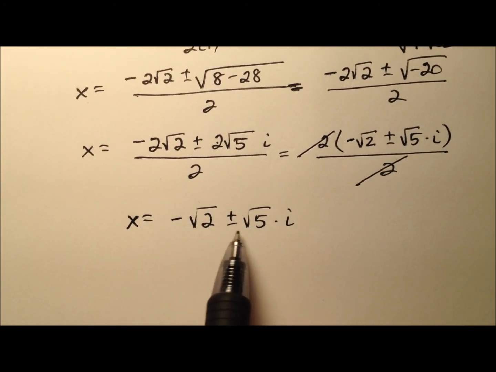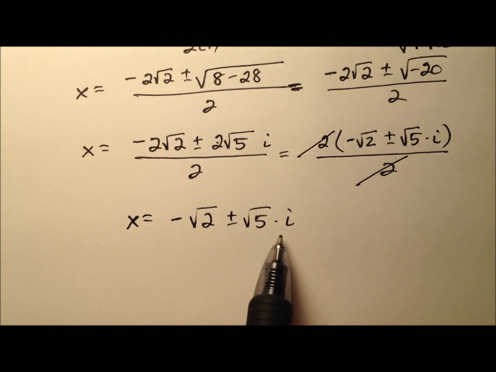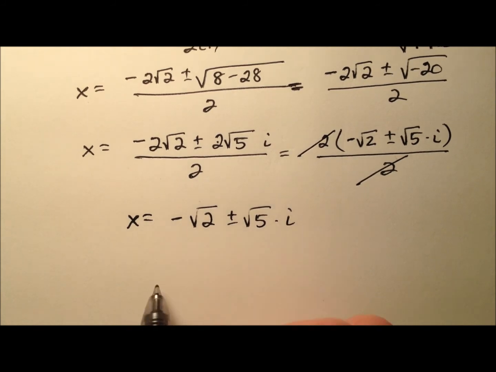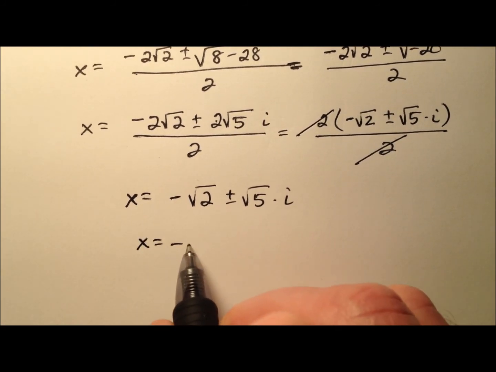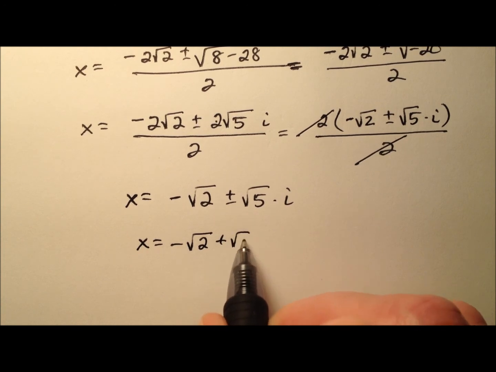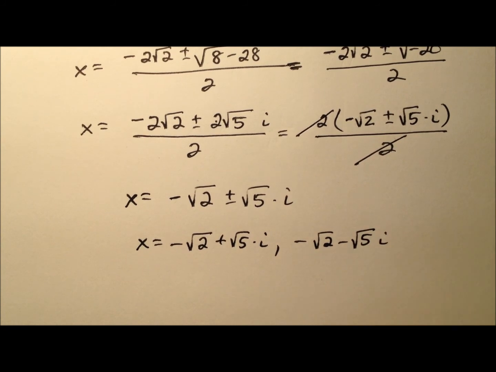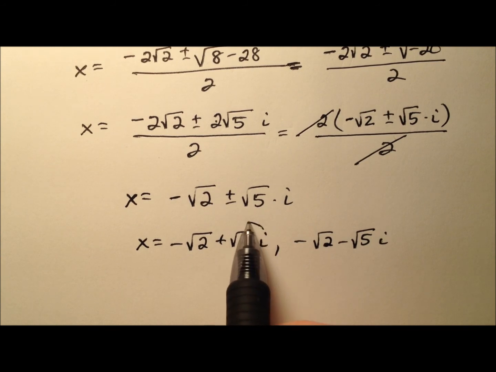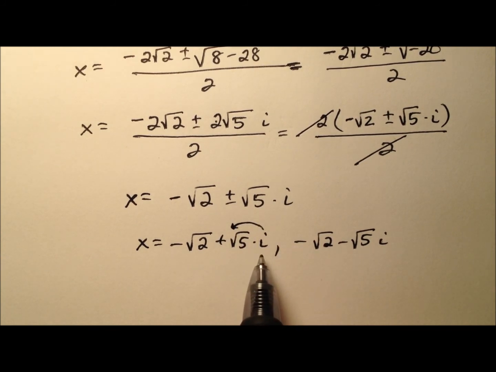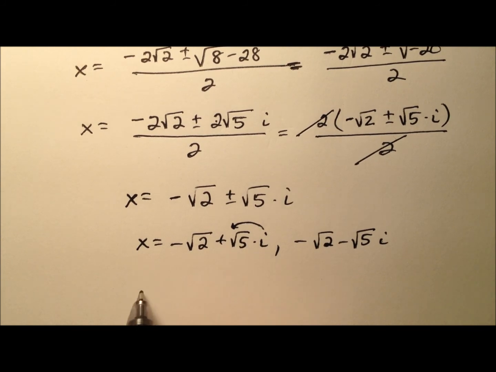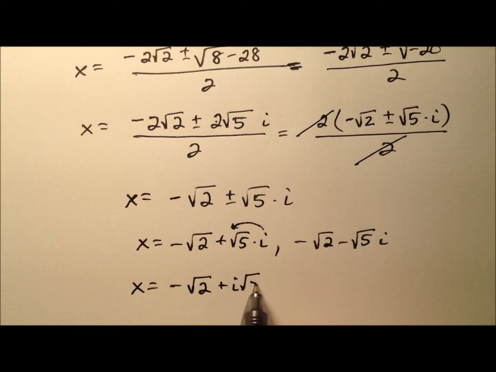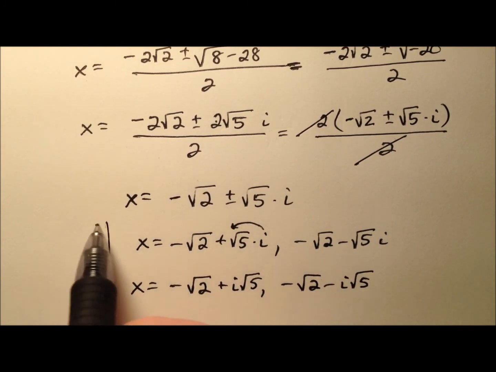And in a lot of cases, we will want to separate this plus or minus because it's complex. We want to write it in a plus bi form. So you could say x equals the opposite of radical 2 plus the square root of 5i, and then the opposite of radical 2 minus the square root of 5 times i. Or in a lot of cases, some teachers and students like to put the i before the radical, so there's no confusion as to whether the i is under the radical or outside the radical. So sometimes you'll see it written as plus i radical 5 like that, or minus i radical 5 like that.